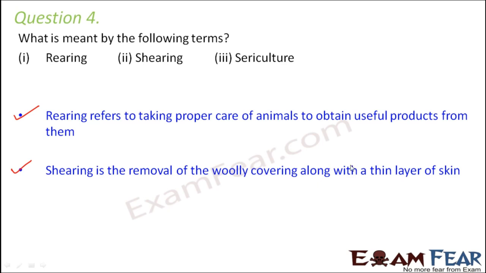Shearing is the process of removing the woolly covering along with a thin layer of skin from wool animals, for example sheep or goat. So when we want to obtain wool from them, the first step is always shearing, where we just remove the layer of wool from their body. This process doesn't hurt them because the layer of skin which we are removing is a dead skin layer.